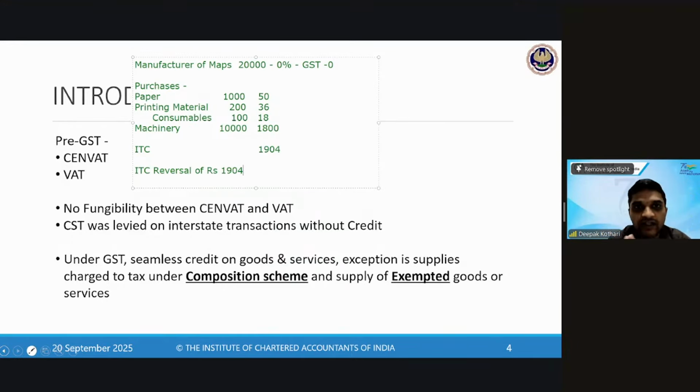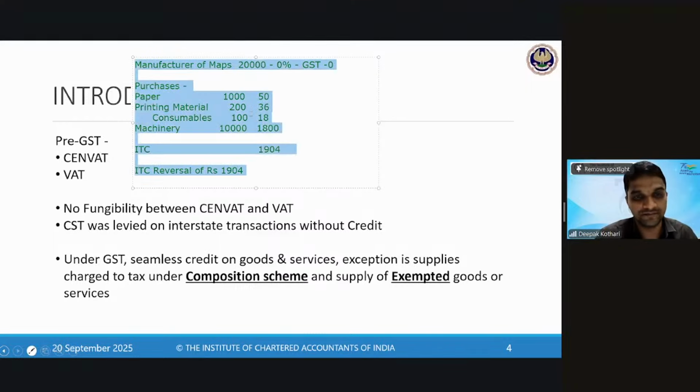So on that he will not claim any credit, because the government wants that if your output is taxable then you will get input credit, but if your output itself is 0 then you will not get input credit. Clear? So whatever is this 1,900, add it to his cost and he will not get credit. His ITC will not be there. That is how this credit is not available. Is it clear here?